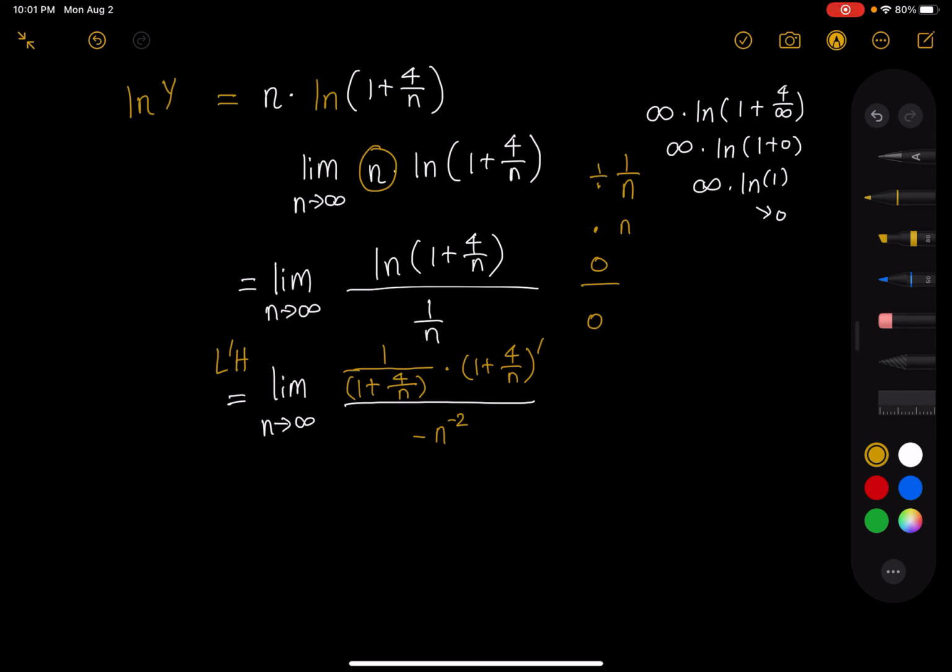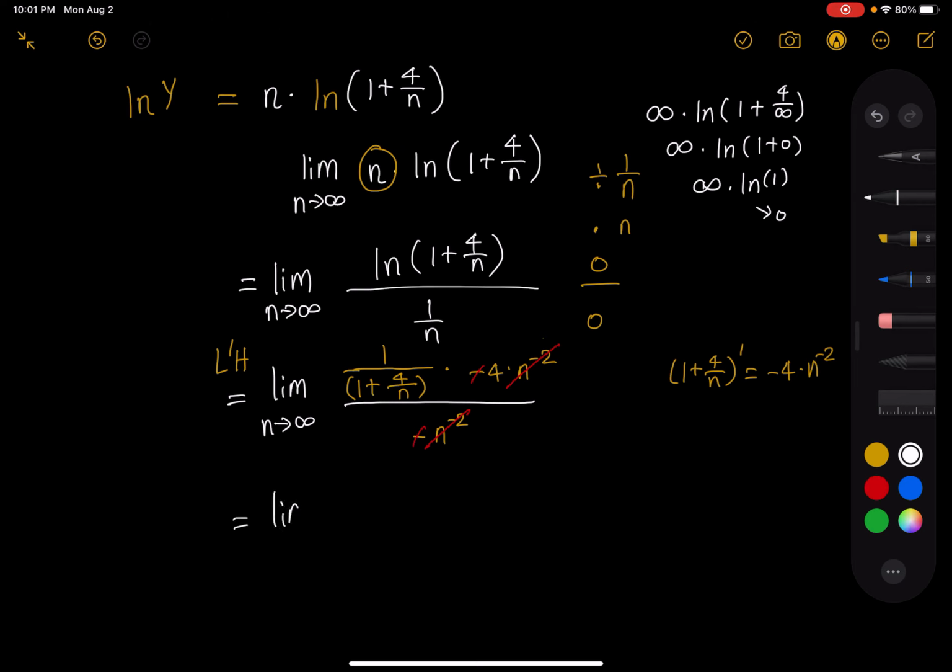Okay, so now we just simplify the derivative of 1 plus 4 over n. You take the derivative. The derivative of 1 is 0. The derivative of 4 over n is negative 4 times n to the negative 2 power. Okay, constant times a power rule, right? So now we get negative 4 times n to the negative 2 power. So we see some cancellation here and here. Now we just simplify it.